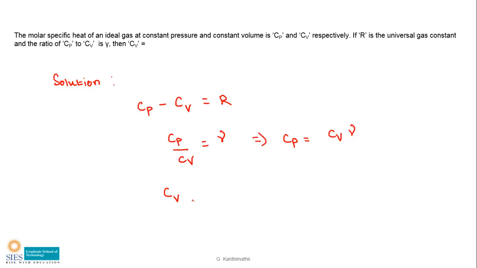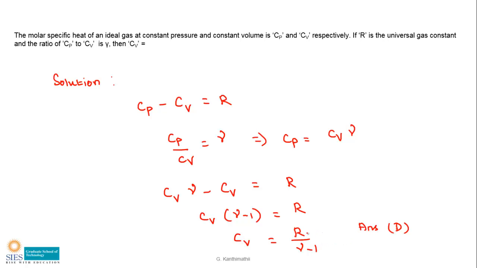So the above equation now becomes Cv gamma minus Cv equals R. I take Cv common, so this becomes Cv into (gamma minus 1) equals R, or I can write Cv as nothing but R upon (gamma minus 1). So the correct option is answer D, which is Cv equal to R upon (gamma minus 1). I hope this is very simple and easy.